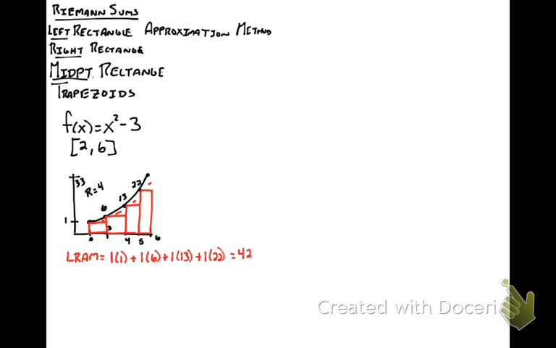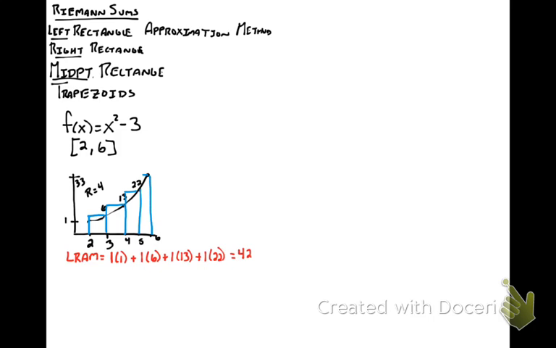Now I'm going to do an RRAM next, or a right rectangle method. The difference, in the RRAM, which I'll do in blue, is just, again, making rectangles, but this time the right-hand side of your rectangles is what's touching the curve. So there's my first rectangle, and my second rectangle, and my third rectangle, and my fourth rectangle.